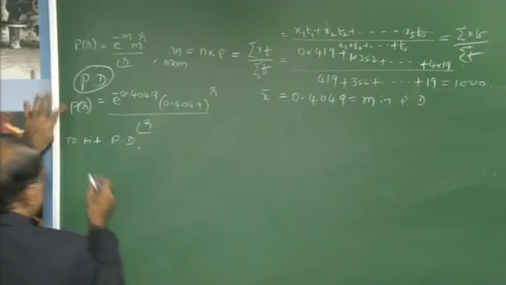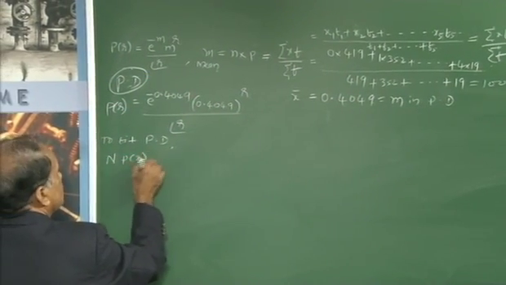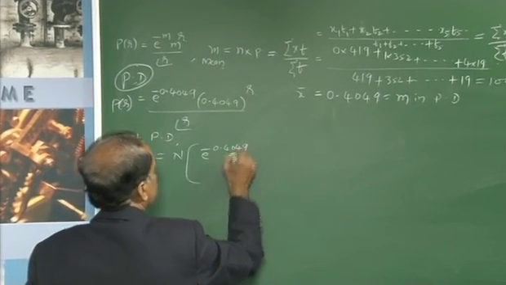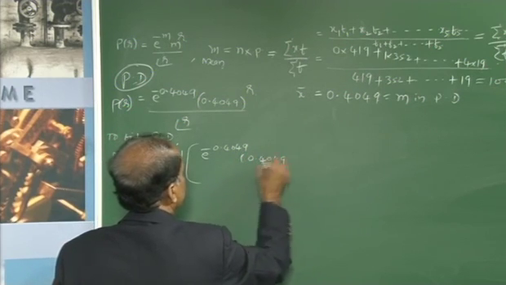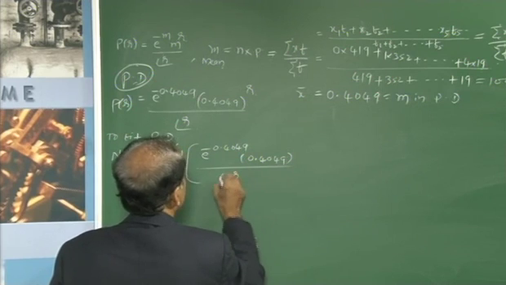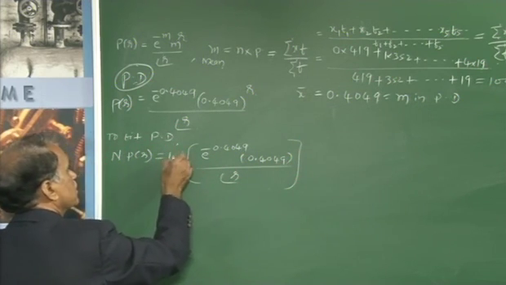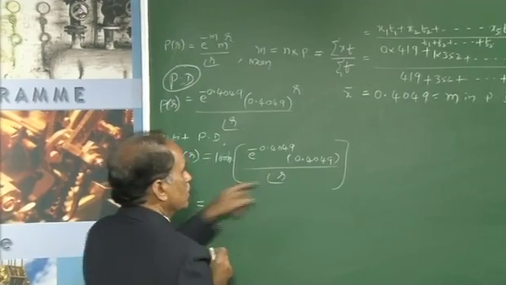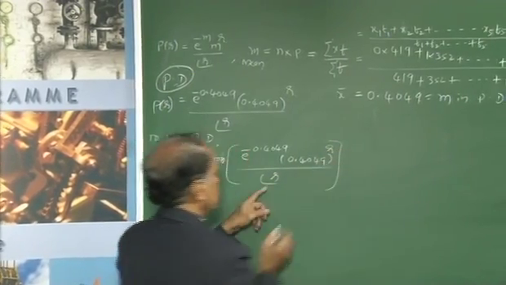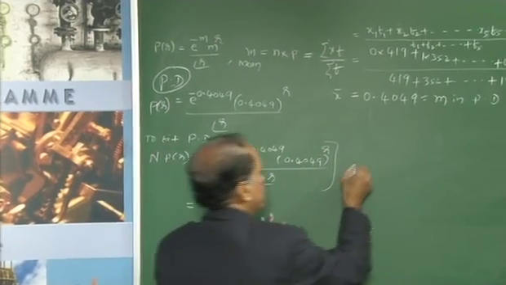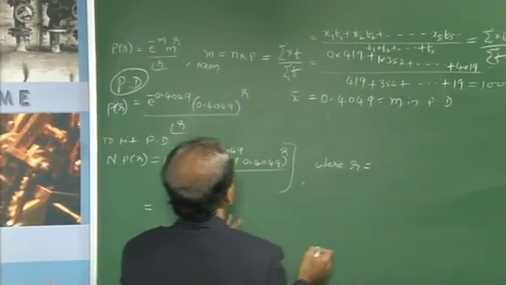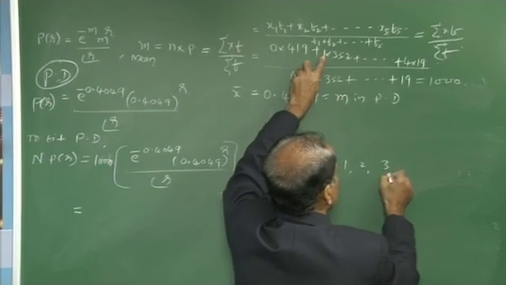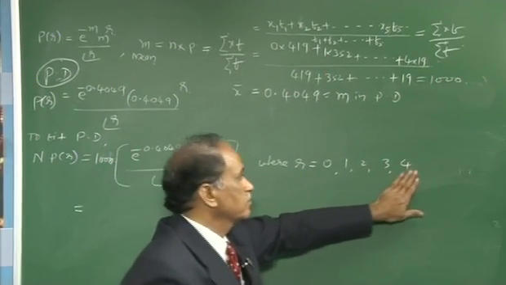Like that, the left side, that is n into pr, is equal to n into e to the power minus 0.4049 into 0.4049 whole to the power r divided by r factorial, and in place of capital N we put 1000. Now, what do you mean by r factorial? Here r takes these numbers, 0, 1, 2, 3, 4. Totally 5 values are there.